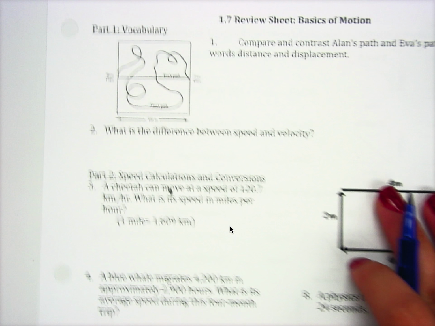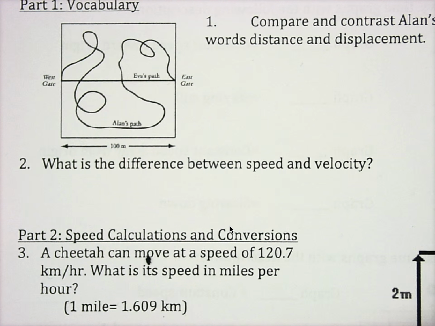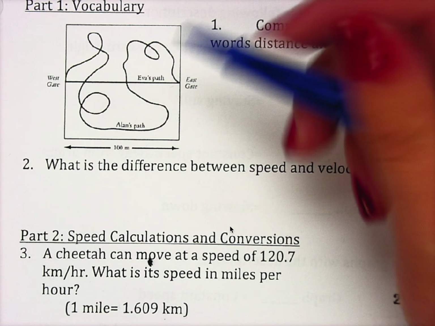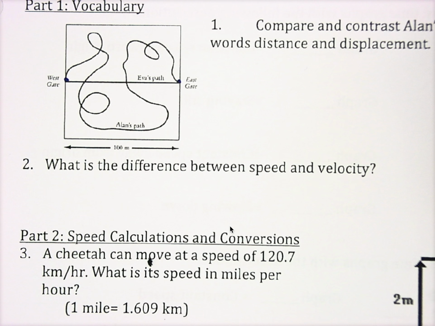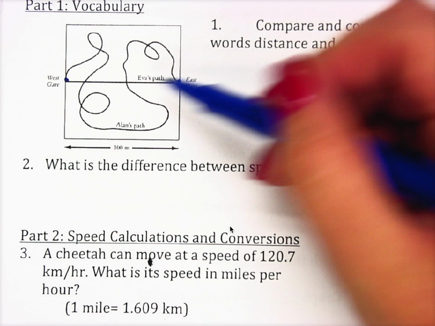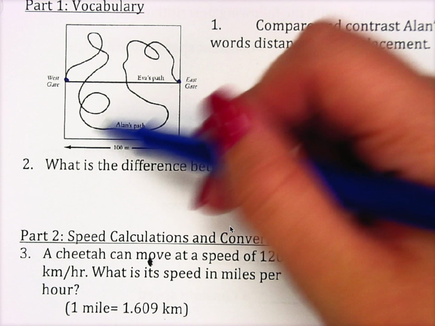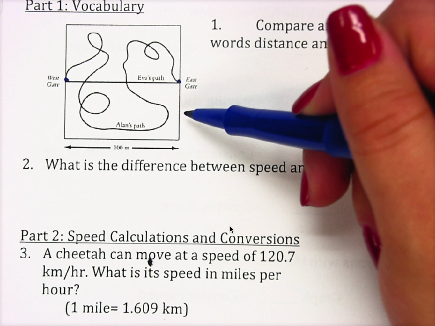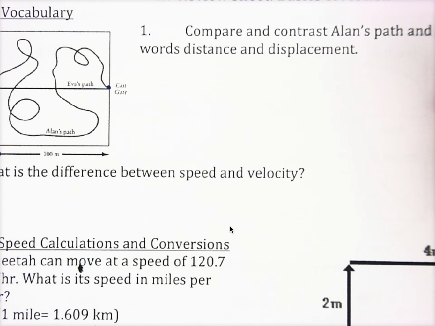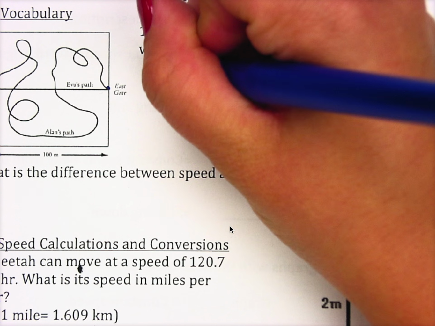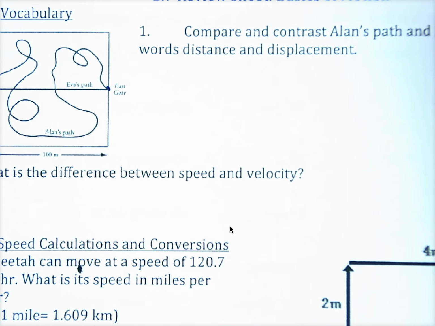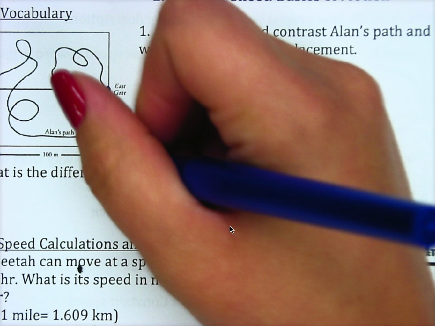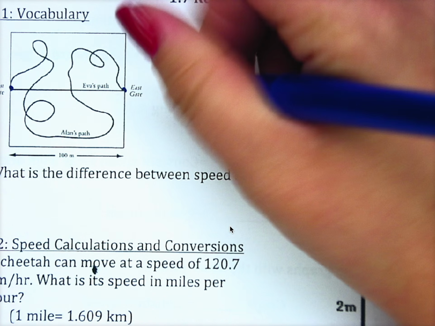Okay, so let's look at these paths here. Ava went straight from the west gate to the east gate. Alan also went from the west gate to the east gate, but he took this curvy, loopy path. So what we can say is that if you just compare the beginning and the end, they had the same displacement. It's 100 meters, okay?